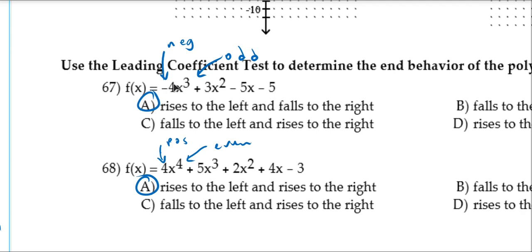So to answer these two, we really just have to look at the leading coefficient and say, is it negative? And what is the parity of the exponent? It is negative. This is a negative one. And the parity is odd. That tells us that it's going to rise on the left and fall on the right. This one here is positive, and the parity of its exponent is even. So it's going to rise on both sides, and that's answer A as well.